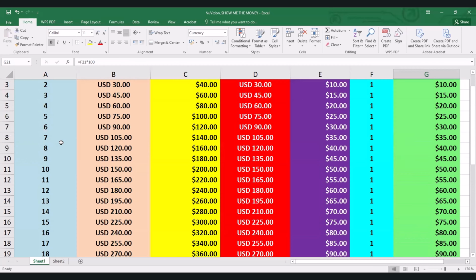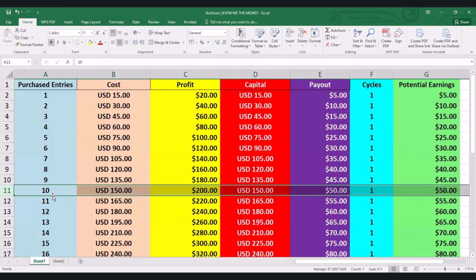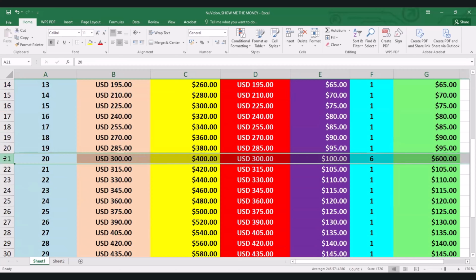To make things clear, let's take a look at this. This is 10 entries. This here is 10 entries. And the 10 entries, its cost shows $150. So if he's buying an additional 10 entries to the 20 entries he had already purchased, which are locked in the smart contract.